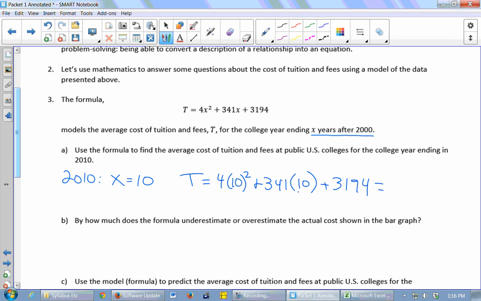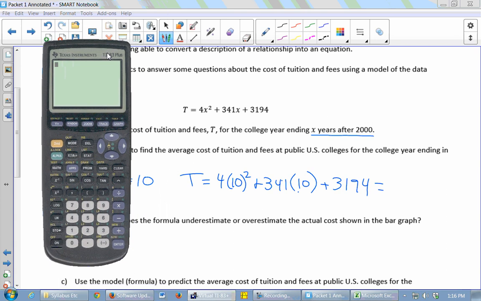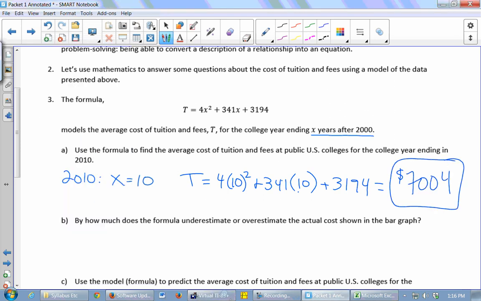Okay, so I might need a calculator. Yeah, I always love the reaction when I first open this. Okay, so 4 times 10 squared plus 341 times 10 plus 3194, and I get $7,004. So my model, my formula, predicts $7,004.